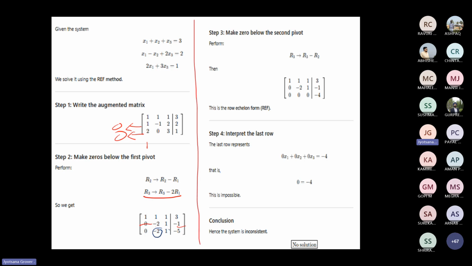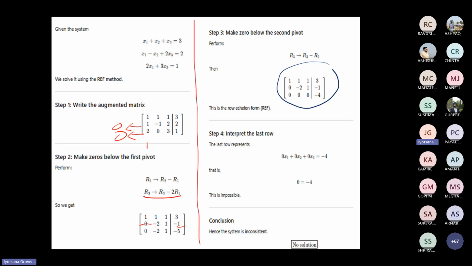So now you say this is the pivot element or leading element of row 2. It is present in column 2. So you have to make all the entries below this pivot to 0. How will you make it? So you have to take R3 is R3 minus R2. So what will you get? Minus 2 minus 2, 0. 1 minus 1, 0. Then minus 5 plus 1, minus 4. Now what is the problem here? I hope you got it.